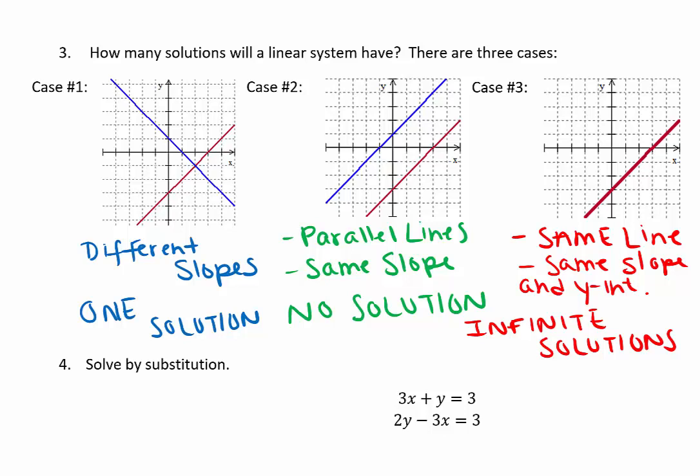However, if you have 2 parallel lines, as shown in case 2, the lines never cross. Parallel lines have the same slope. So lines with the same slope will have no solution. Finally, it's possible that the lines could be identical, same slope and same y-intercept. In that case, there's actually an infinite number of solutions. Every single point on that line is an intersection point.